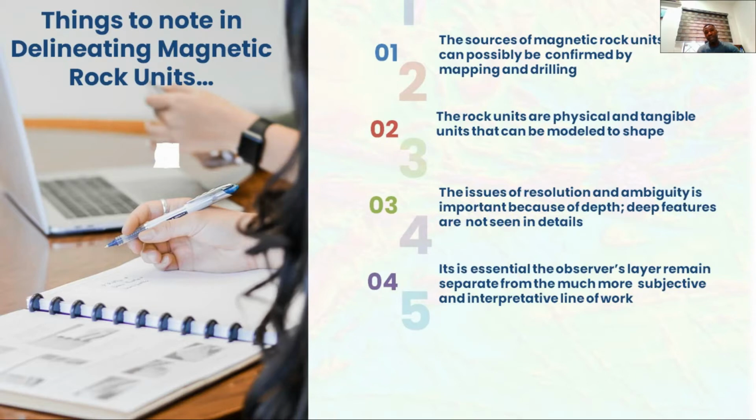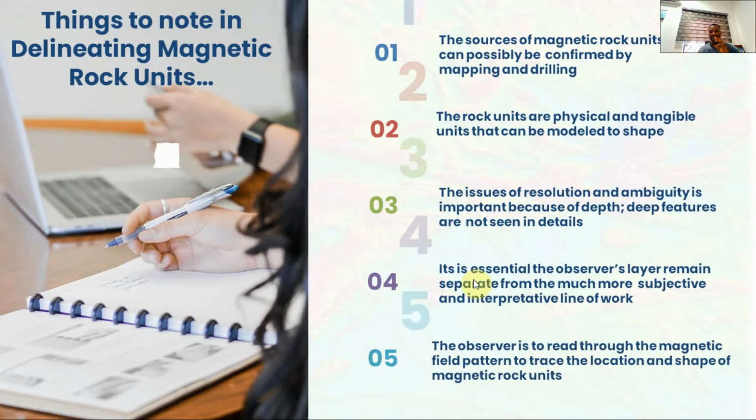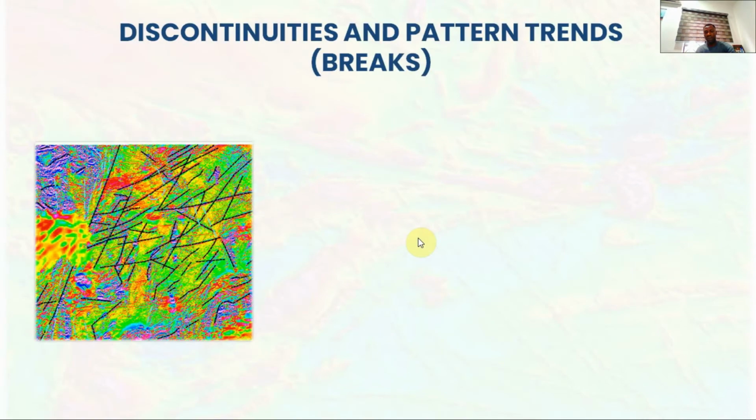Then another one is that we must read through the magnetic field pattern to trace the location and shape of every magnetic rock unit. Look at discontinuities and pattern trends. What are discontinuities?